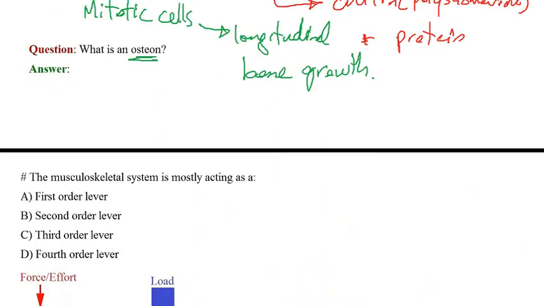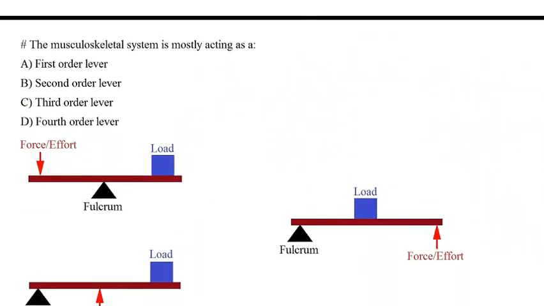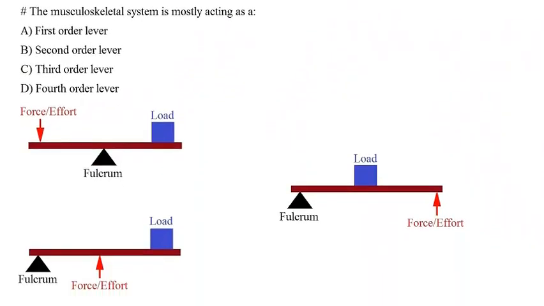So we are basically done with the discussion of our short questions. So next, let's go over some practice questions. The first question is, the musculoskeletal system is mostly acting as a first order lever, second order lever, third order lever, or fourth order lever. So I actually made it pretty easy for you. I've shown you the difference between first order, second order, and third order lever.